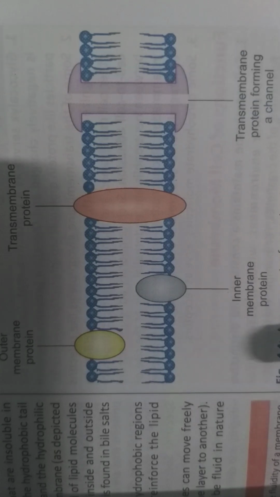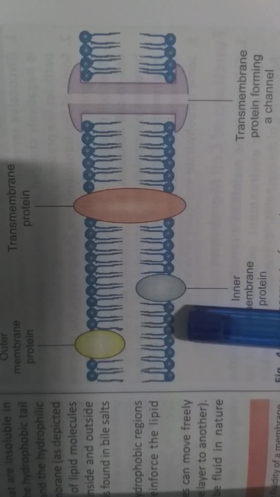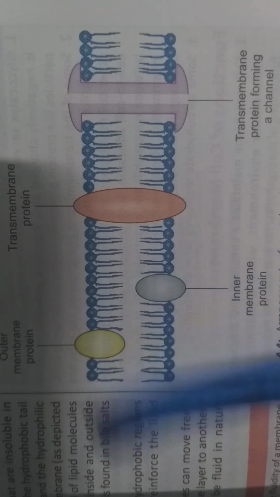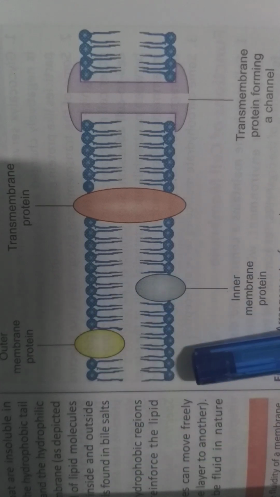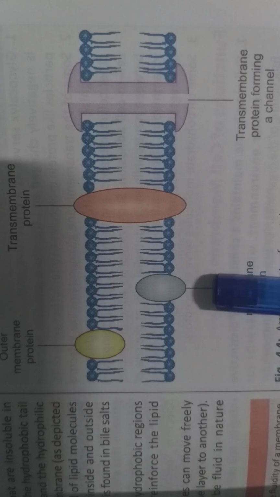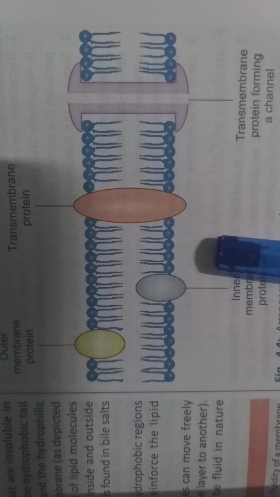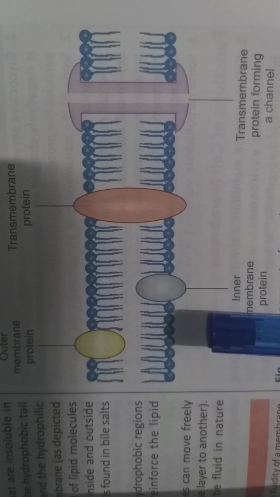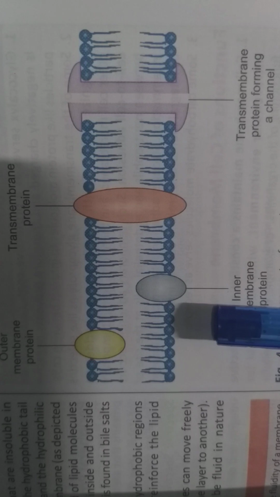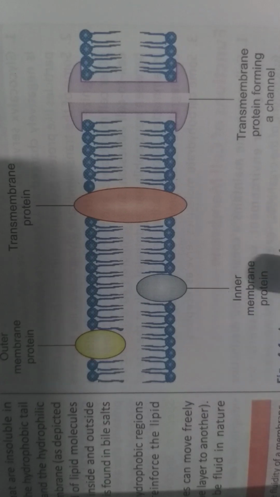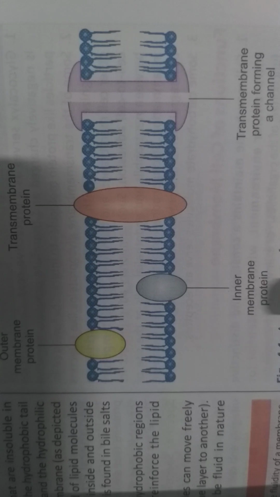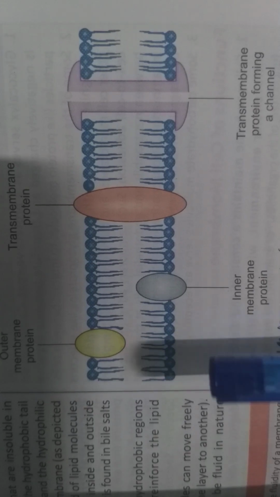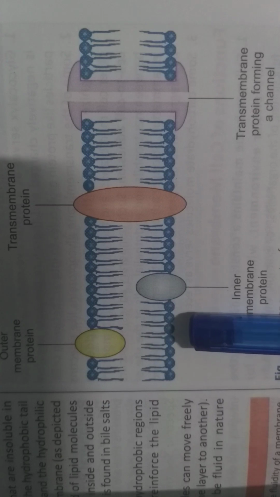The peripheral proteins are of two types, that is intrinsic or the inner membrane proteins and the extrinsic or the outer membrane proteins. The intrinsic proteins are present on the inner surface of the cell membrane, that is towards the cytoplasm, whereas the outer membrane proteins are facing the extracellular matrix or outside the cell. The intrinsic proteins act as enzymes or anchor proteins, whereas the extrinsic proteins mostly act as cell adhesion molecules.